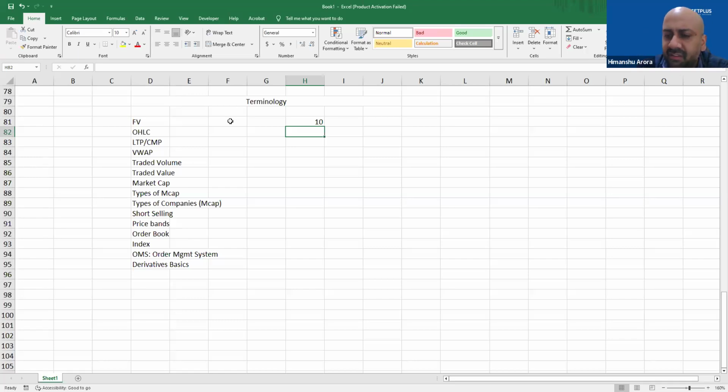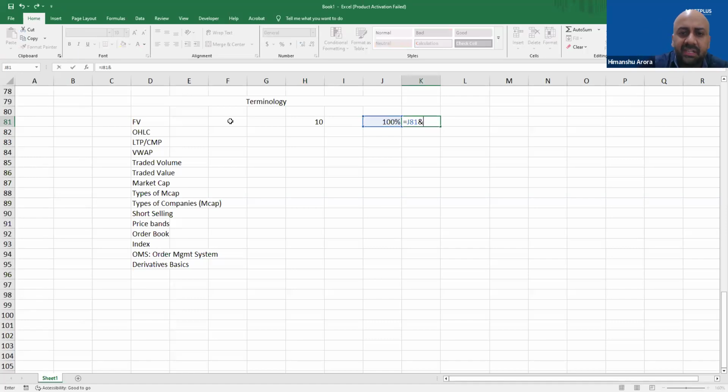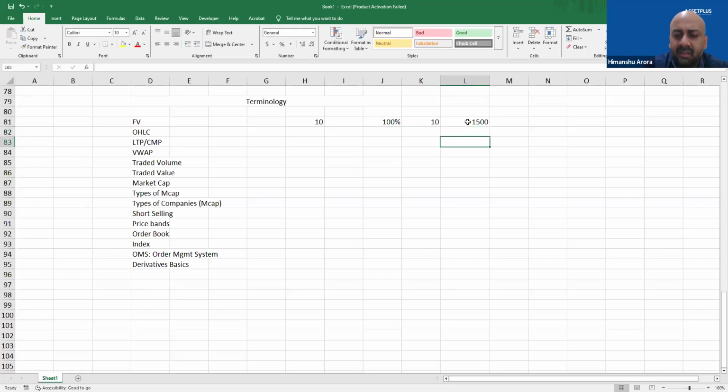So the company says that my dividend is, for example, 100%. What do you mean by 100%? 100% of the face value. So the dividend is 100% of 10 rupees, which is 10 rupees, and the company's share price is, let us say, 1500 rupees. So the dividend yield becomes an important term. Take a note of this. The yield becomes 10 rupees divided by 1500, which comes out to be 0.67%. This is called dividend yield.